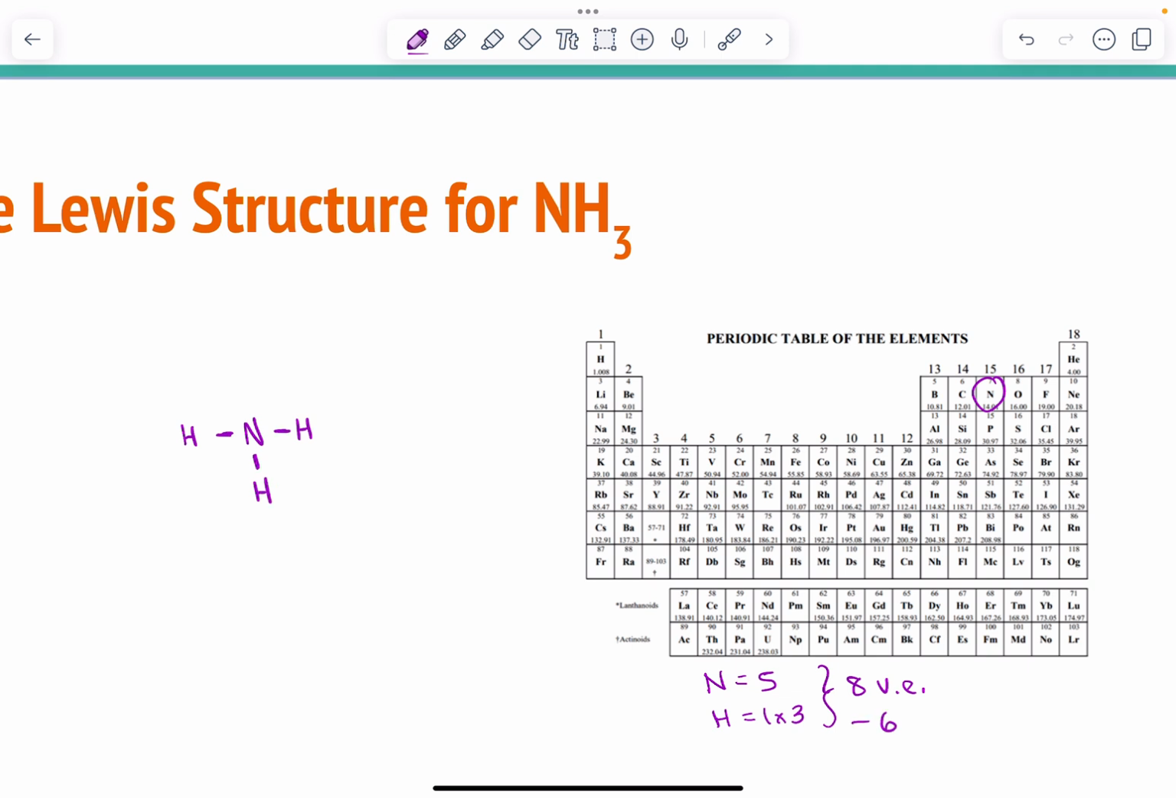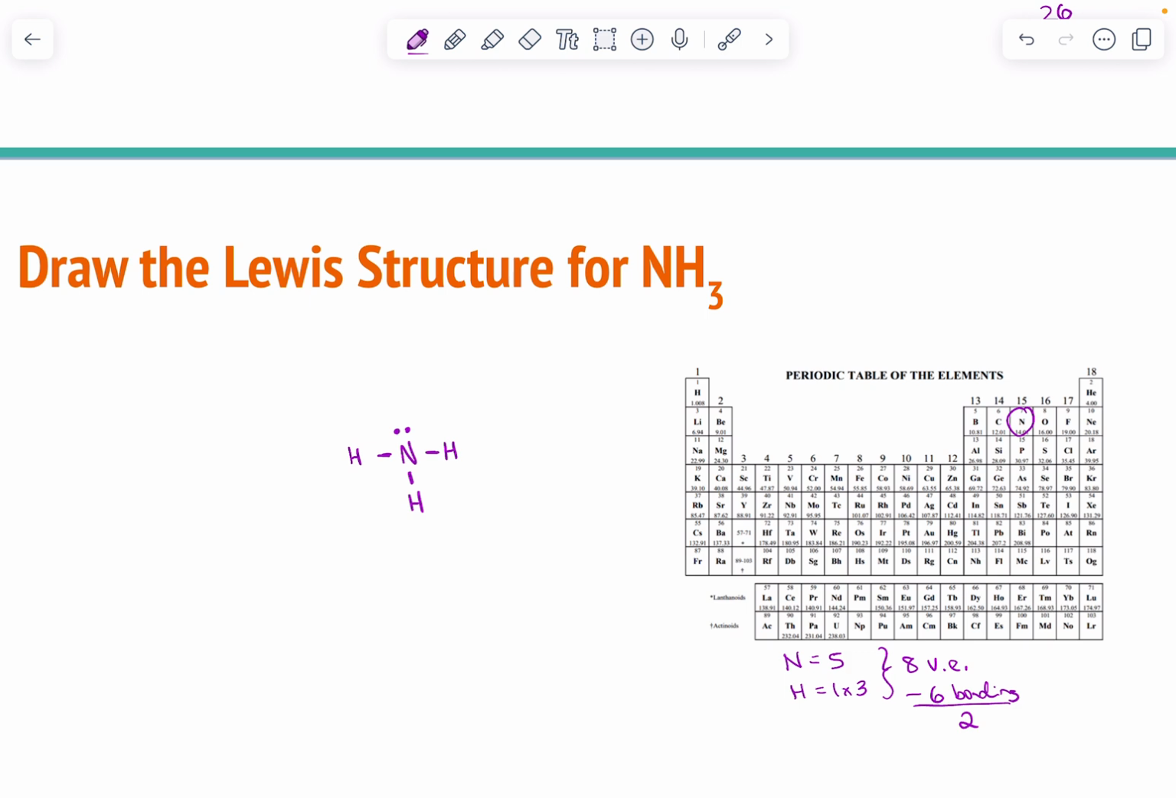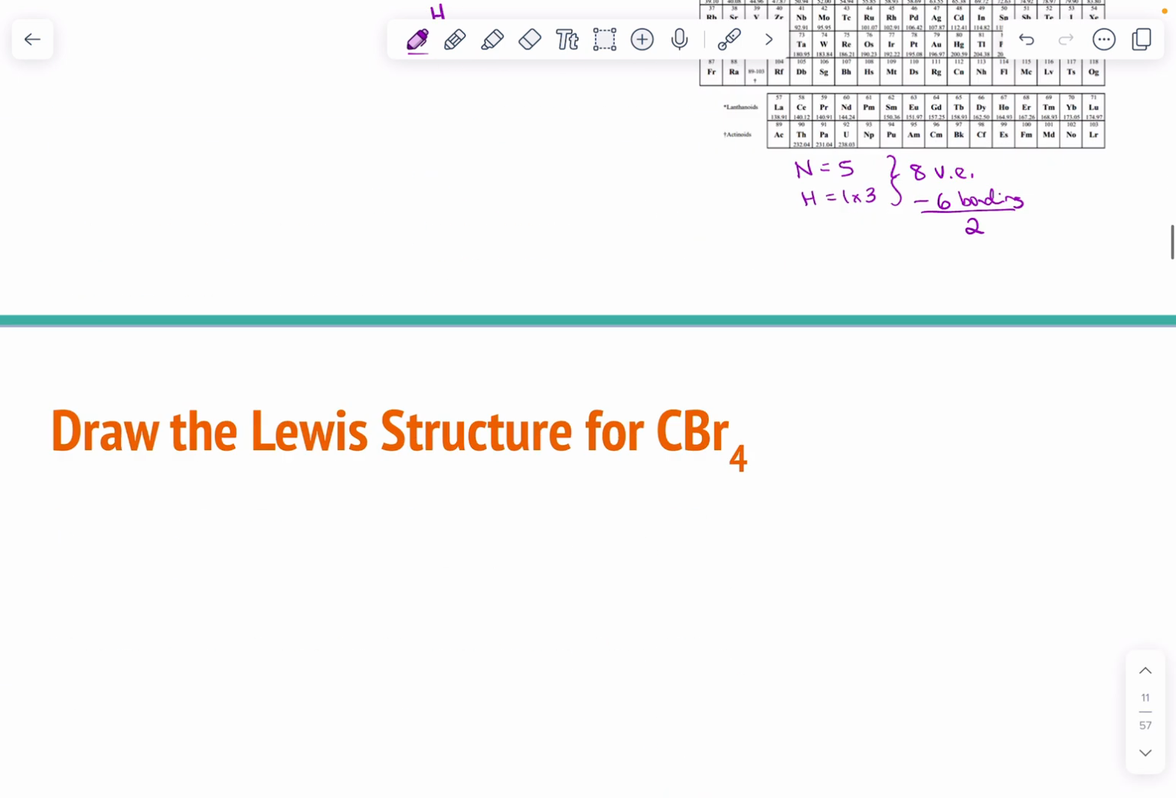Okay, so there's my 3 bonds. That's 6 valence electrons that I used, which means I have 2 remaining to distribute as lone pairs. The hydrogens don't need any more, and so this is going to go on nitrogen. I see that the octet is satisfied on the central atom, which is nitrogen, and I see that each hydrogen has 1 bond, which is all it can have. And so this is the Lewis structure for NH3.